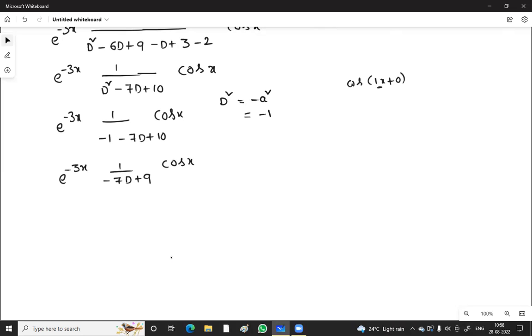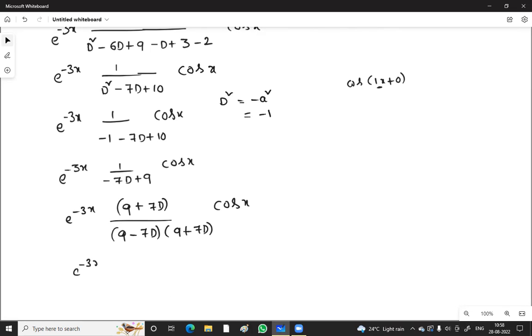So now 1 over minus 7D plus 9, now you have to operate on cos x. You cannot operate because these square terms are not there. So what you have to do? e to the power minus 3x. What you can do is, 9 plus 7D you can take on numerator and denominator side. This is already 9 minus 7D. Now you are taking 9 plus 7D. You have to operate on cos x.